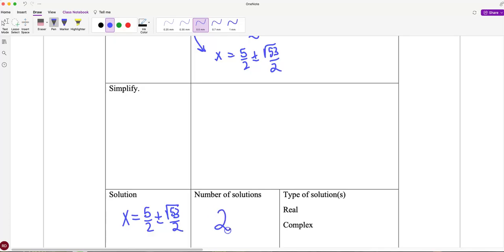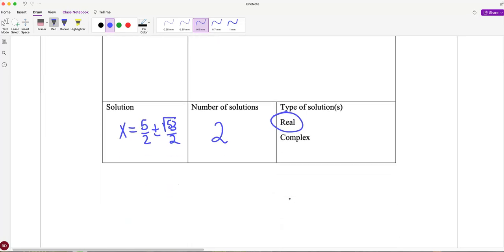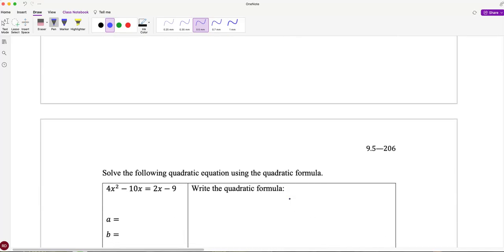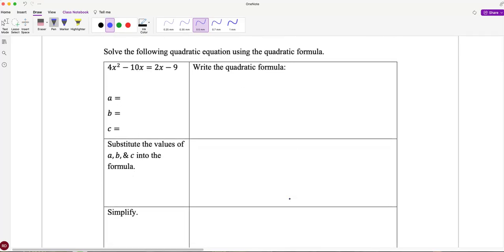So I get two solutions that are real numbers, okay? So I see that there are real solutions. Don't worry about the complex. We won't have complex showing up here. That's more of an Algebra 2 concept.